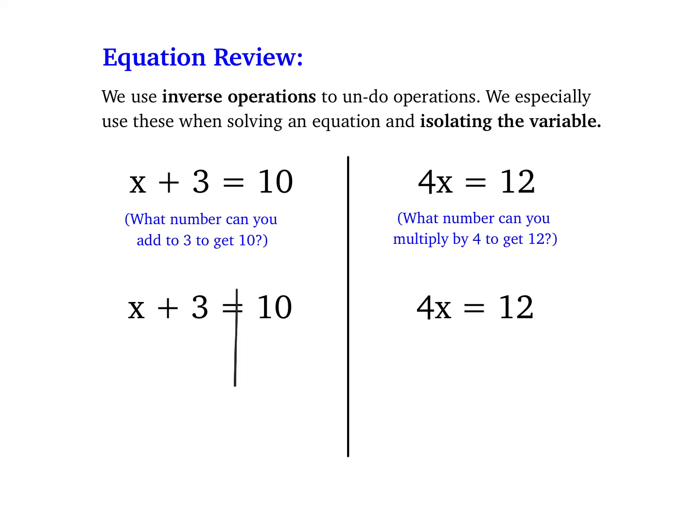But if you didn't, it would all come down to inverses. So the opposite of adding 3 would be subtracting 3. That's what gets that to cancel out on this side, leaving us with just x. And then this kind of operation would leave us with our answer of 7.